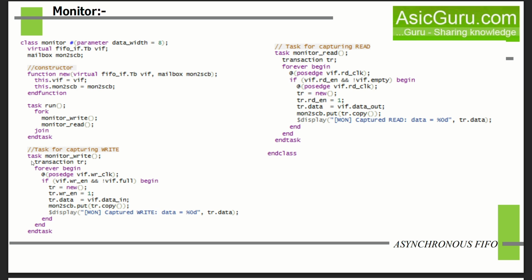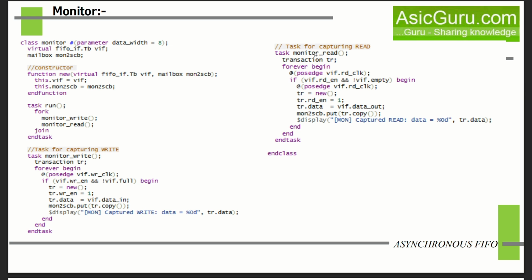For write, task monitor write, we make transaction tr, then run a forever loop. Then at passage of clock, if write is enabled and memory is not full, then we make a new transaction and make write enable as 1. Then we put the data from the interface to the transaction and put the transaction in the mailbox so that it can pass it to the scoreboard.